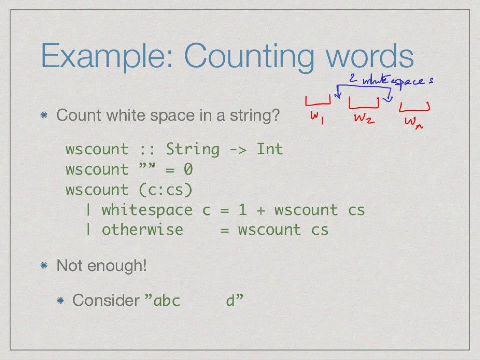So if I count the white space in the empty string, it is 0. If I count the white space in a non-empty string, then depending on whether the first is a white space or not, I add 1 or I just look at the rest. So if C is a white space, then I add 1 and I continue inductively to count the remaining white spaces. Otherwise, I don't count this because it's not a white space and I just count the remaining things.